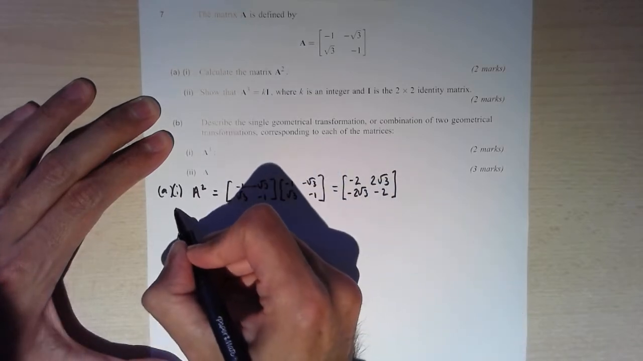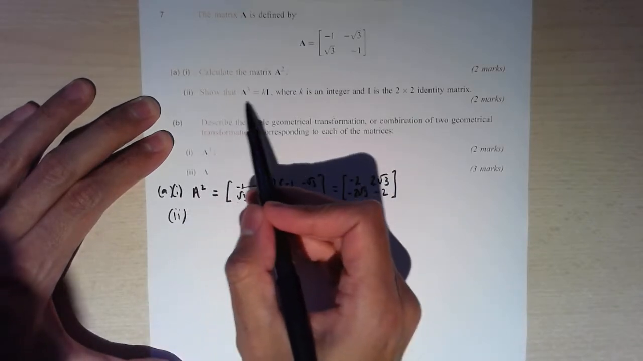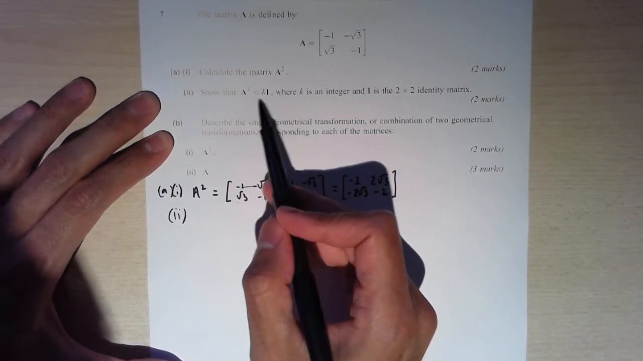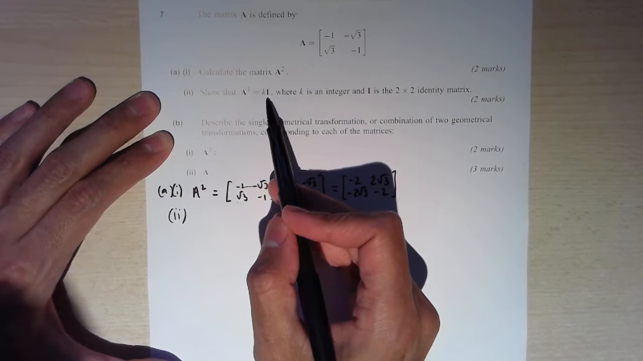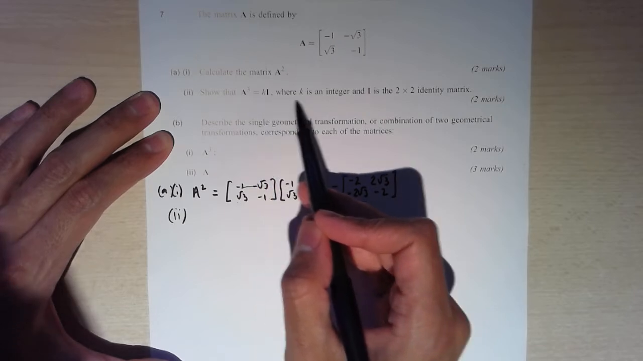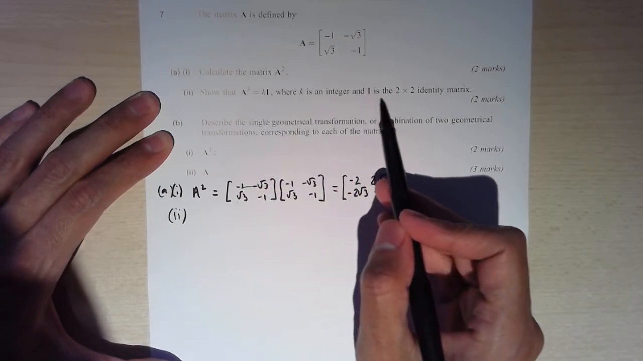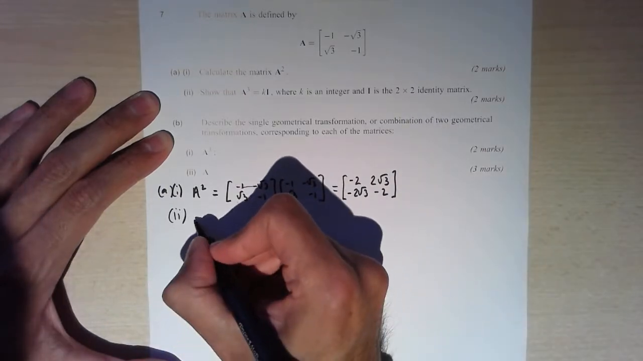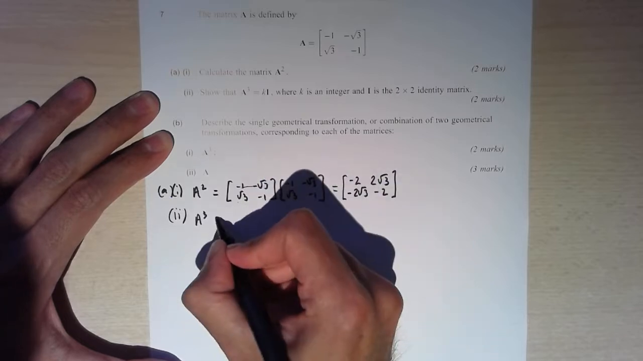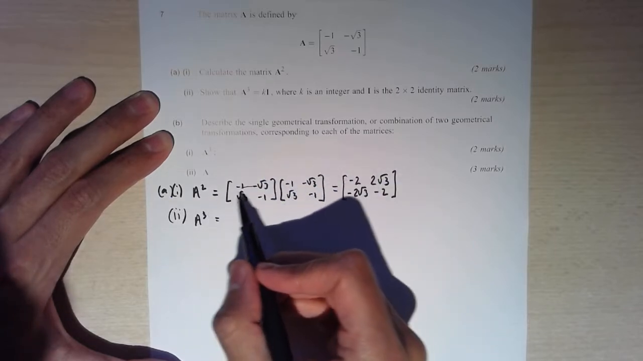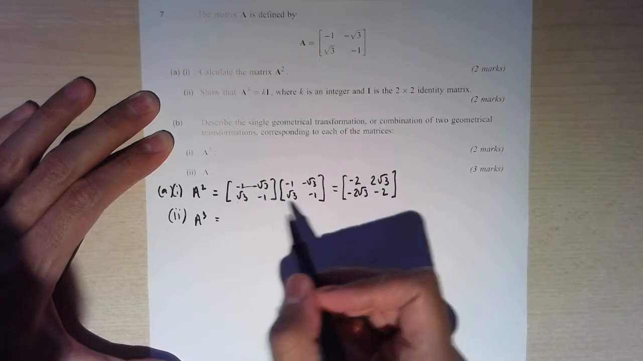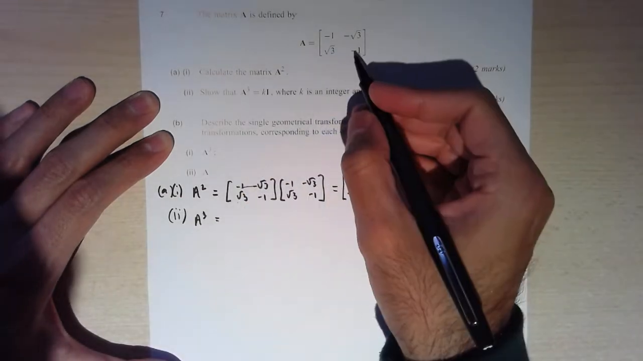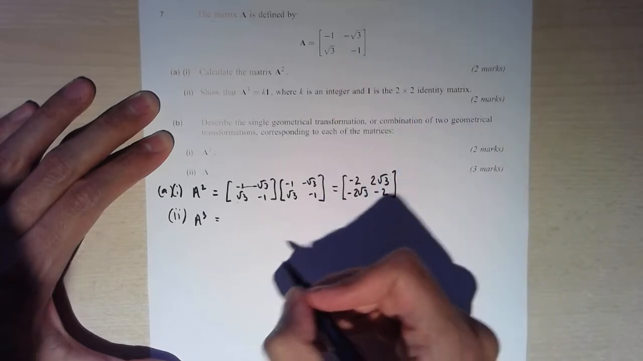Part 2, we're asked to show that A cubed is equal to K times I. So I'm looking for an answer here that's going to give me a multiple of the identity matrix, where K is an integer and I is the 2 by 2 identity matrix. Okay, so A cubed, therefore, that's going to be equal to this A squared multiplied by A. And it shouldn't matter which order I do this in. So I'm going to take this and I'm going to multiply it by this over here.